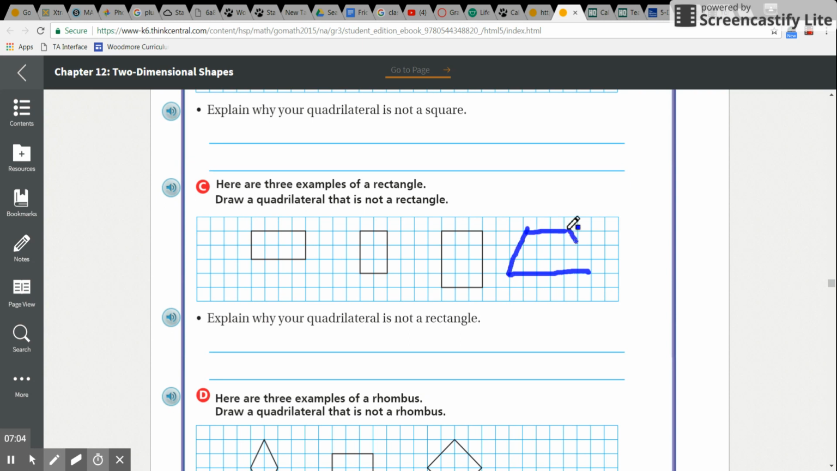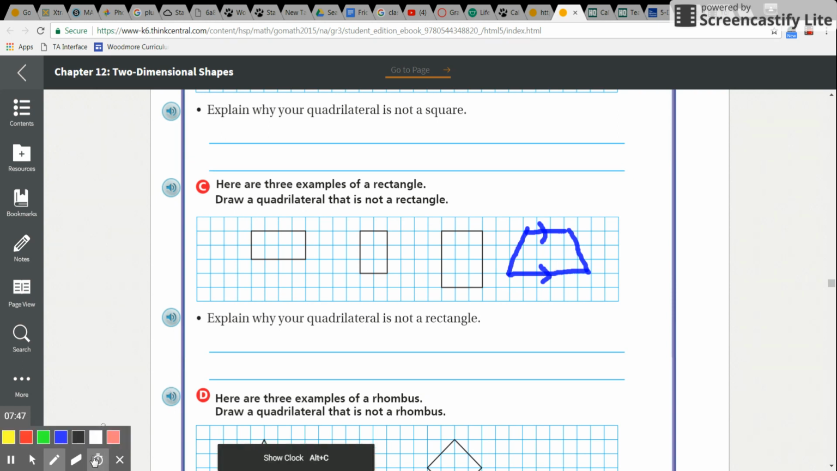Here's my shape that is not a rectangle. And if you can guess what that is, you should be able to know. It only has one pair of parallel sides. So my shape is a trapezoid. So why is it not a rectangle? I would explain down here. It's not a rectangle because it only has one pair of parallel sides. A rectangle has two. I could have also said that my trapezoid has only one pair of sides that have equal length. My top and my bottom are not equal length, but my left and my right are. So to be a rectangle, you have to have two.